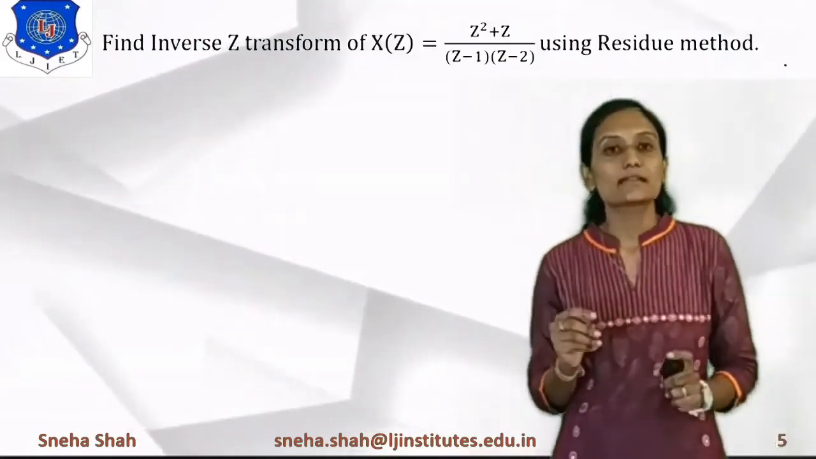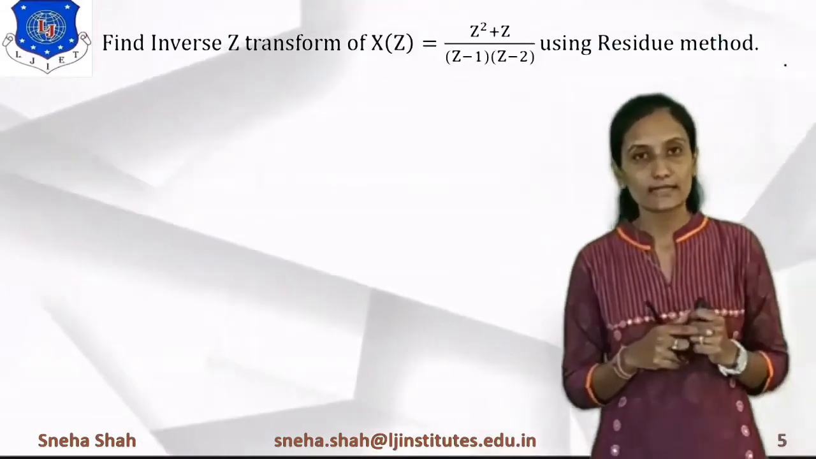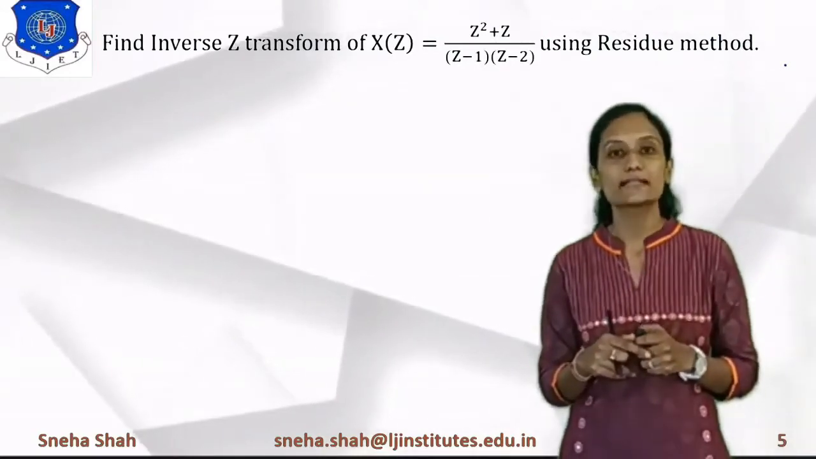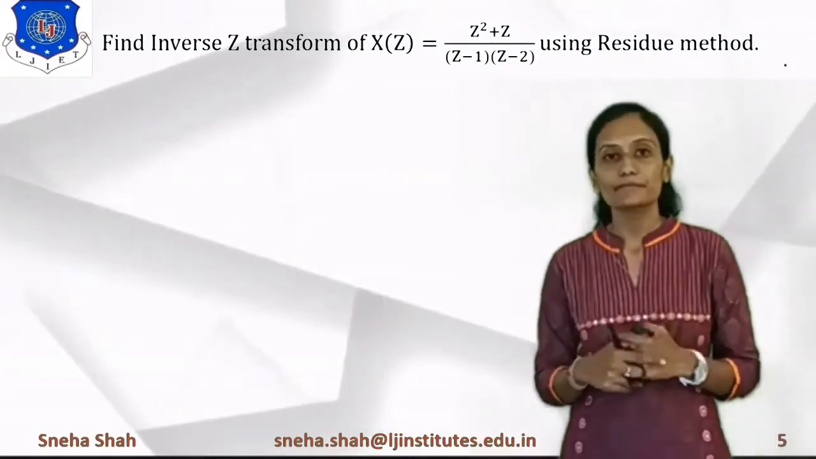Now the next method is the residue method. So the next example is: find the inverse z transform of X of z equals z square plus z divided by z minus 1 times z minus 2, using the residue method.